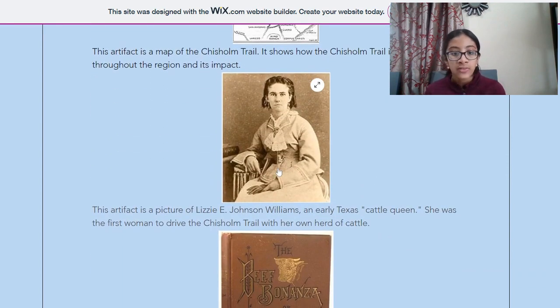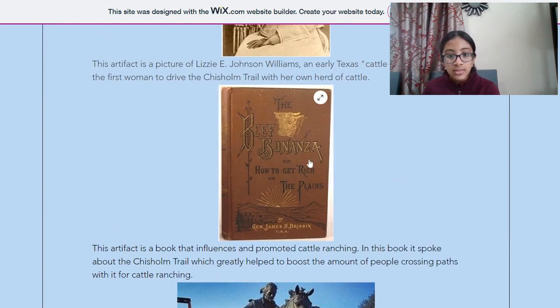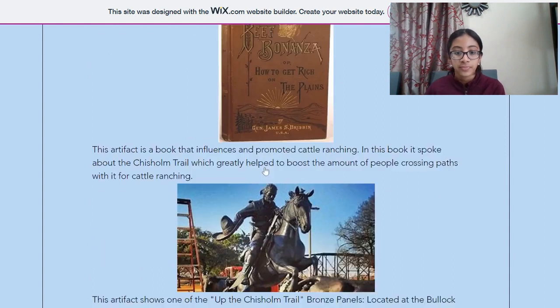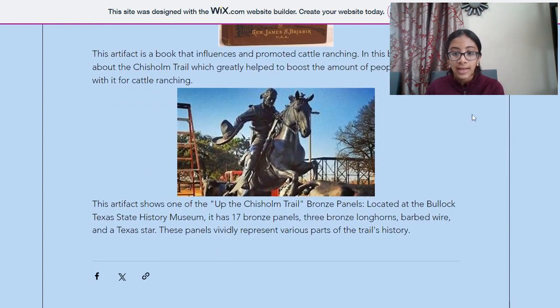This is an artifact of Lizzie E. Johnson, an early Texas cattle queen who was the first woman to drive the Chisholm Trail with her own herd of cattle. This is a book that promoted cattle ranching and made people more likely to go on the cattle crossing paths with it. This is another artifact, a statue in the Texas State History Museum, and it displays the various parts of the trail's history.